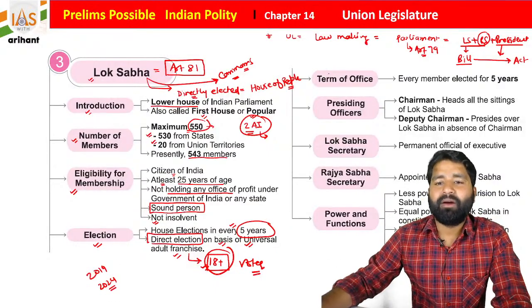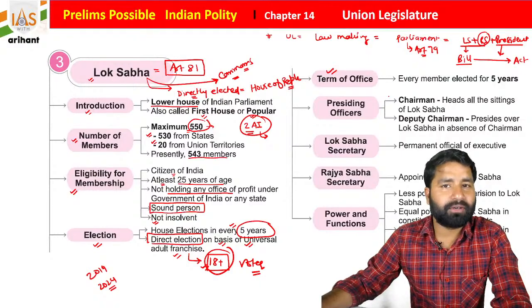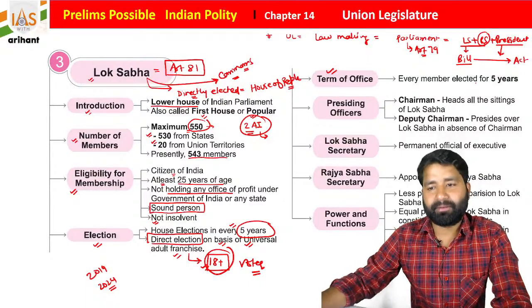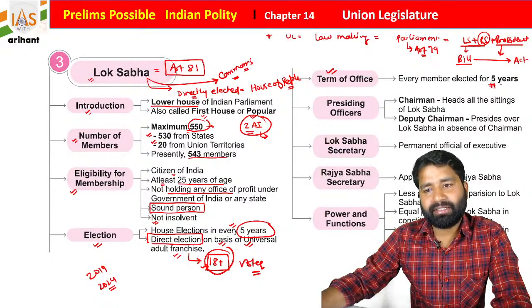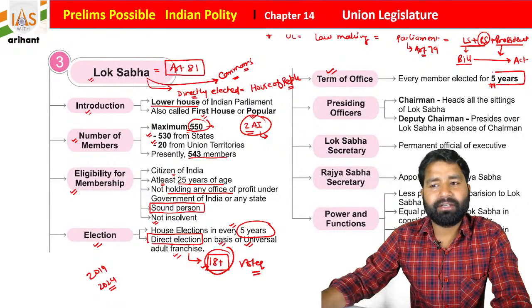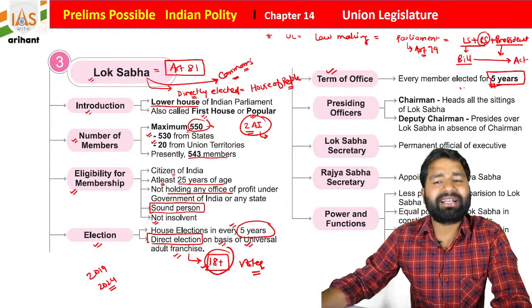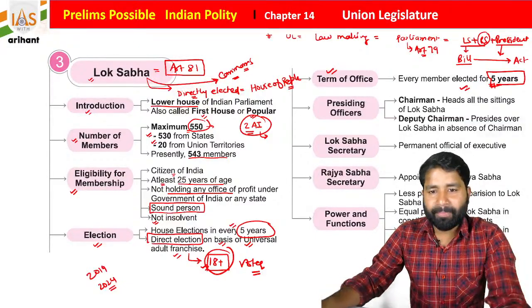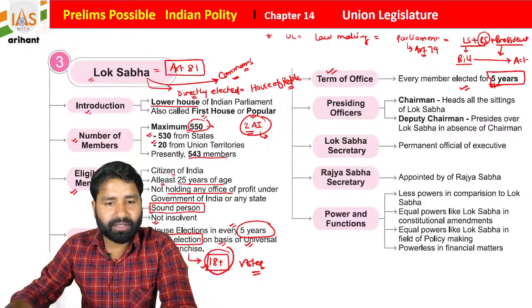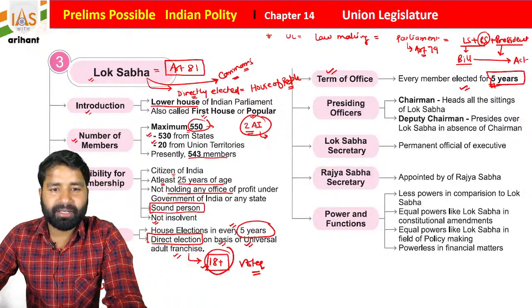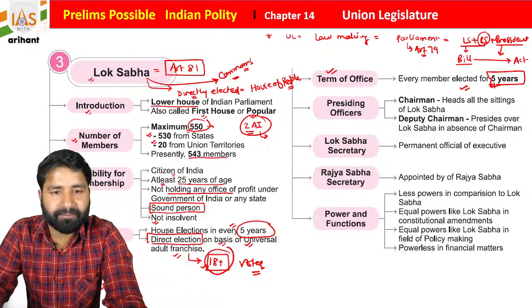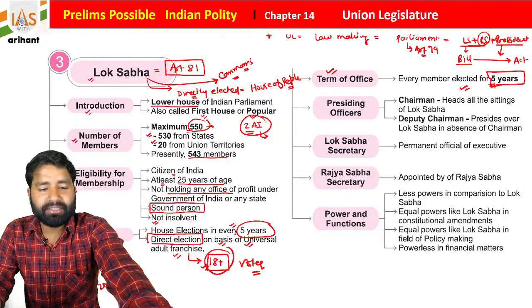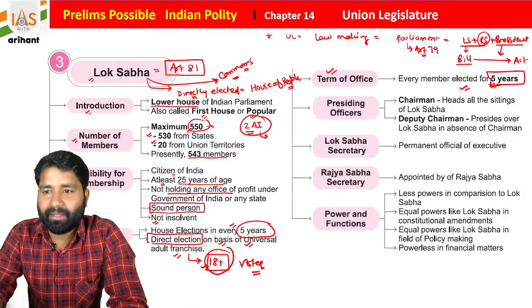What is the term of office of an elected member? If a member is elected, he can be a member for 5 years. So it is the house tenure, it is the maximum. But there is a condition, students. Let's suppose the house is dissolved earlier and the Prime Minister recommends that a fresh election be conducted. In that case, the seats are going to cease.